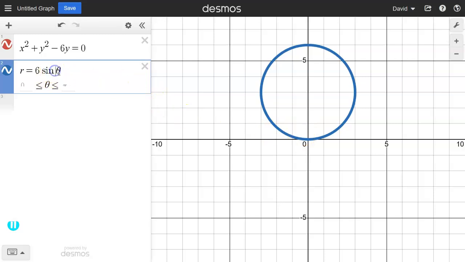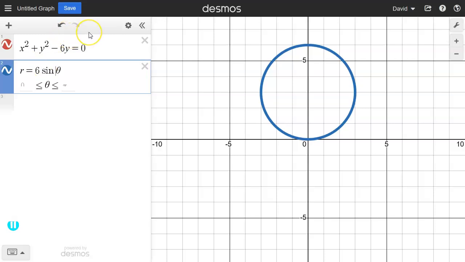So what do you suppose happens if I change this to cosine? Now it's on the run, right? Cosine goes with run, goes with x-axis. So there are some patterns here, and as you practice this, you kind of get used to it, and you get faster at it without doing a whole lot of extra work.